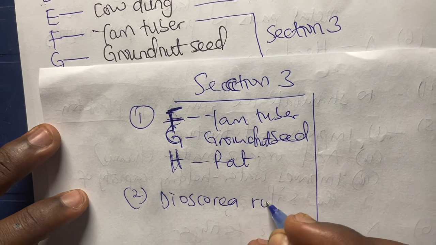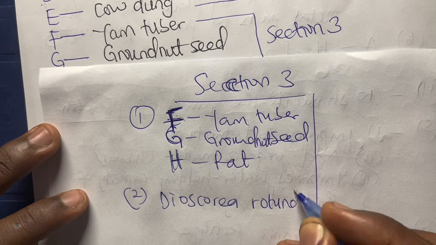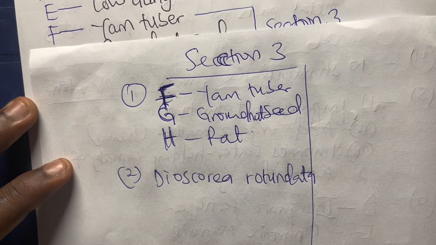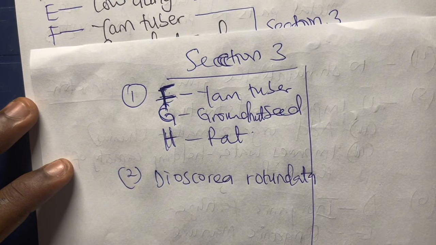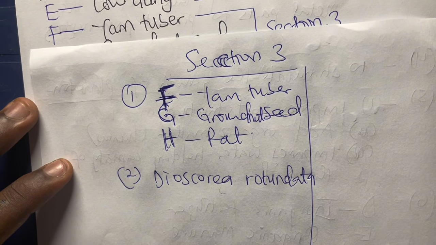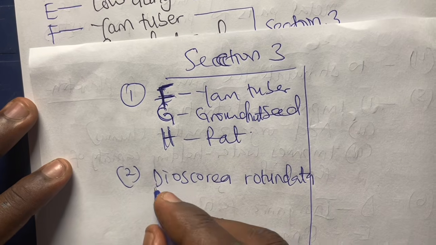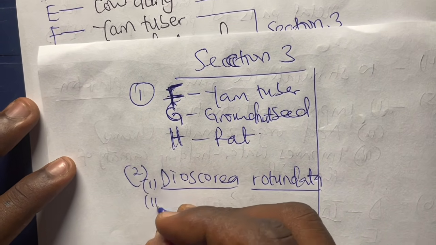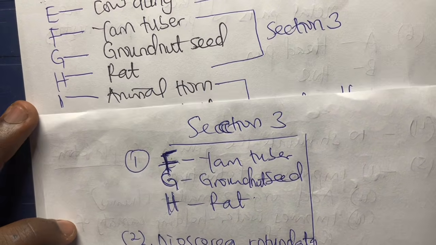The yam tuber is Dioscorea rotundata. It depends on how you pronounce it. And there is one thing: they say whenever you write a botanical name, ensure you underline it. I don't know if that rule still persists.